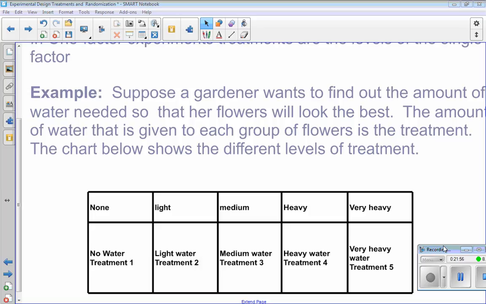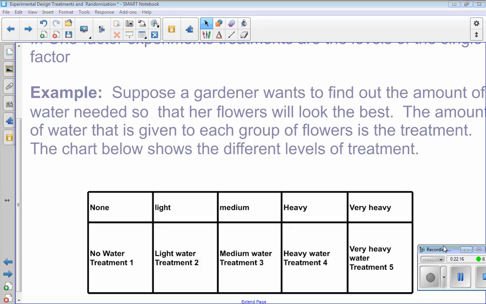So I get some flowers. What has to be true about those flowers? They have to be the same kind of flowers. I'm going to pick a variety. Let's pick some kind of rose, or marigolds, whatever you want to pick. But one kind of flower, unless I'm going to block by multiple flower types, but I'm just going to stick with one flower for now.